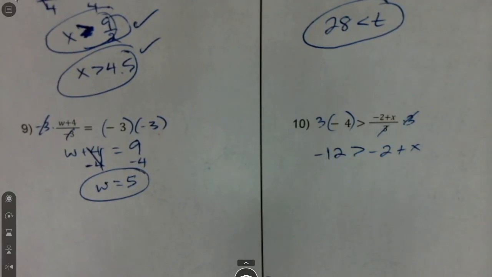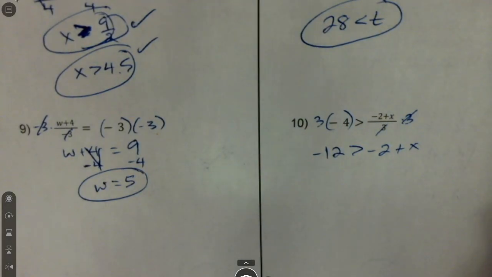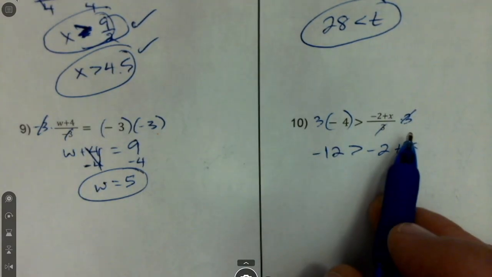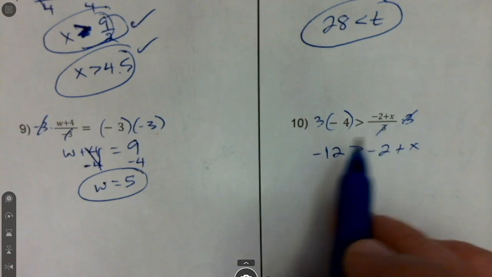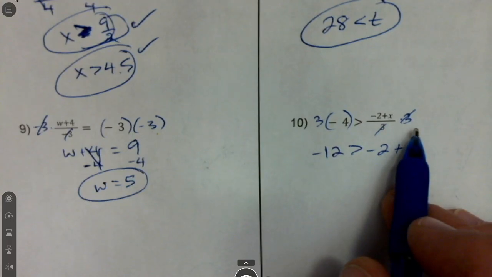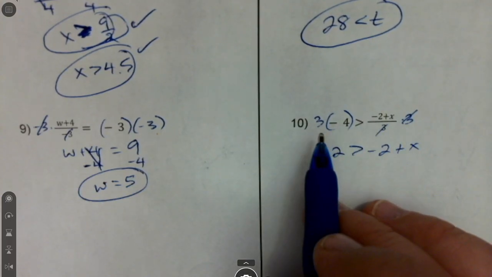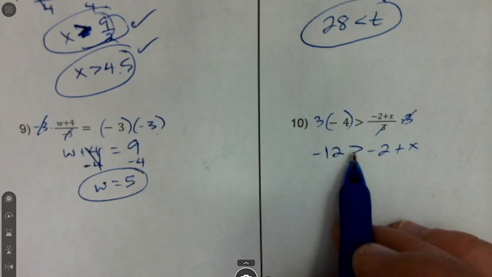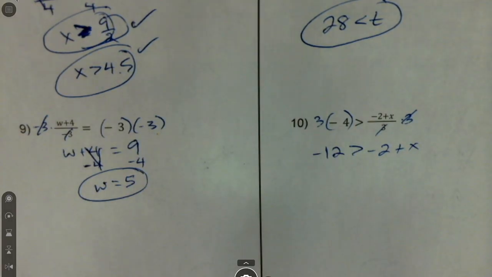Now I want to pause here. When you do multiply or divide by a negative number, you need to flip the inequality sign. But it's only when that's what you're doing to both sides. So yes, there's a negative here, but we're not multiplying both sides by negative 4. We're multiplying both sides by positive 3. So since we're multiplying both sides by a positive number, we do not have to flip the inequality.